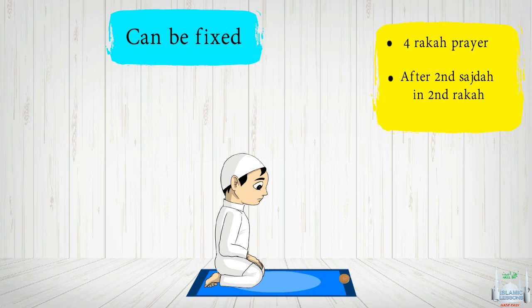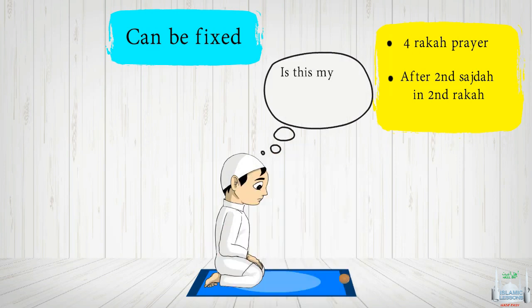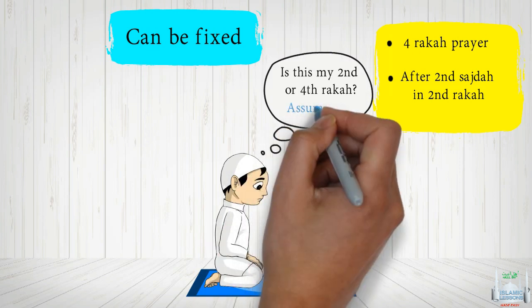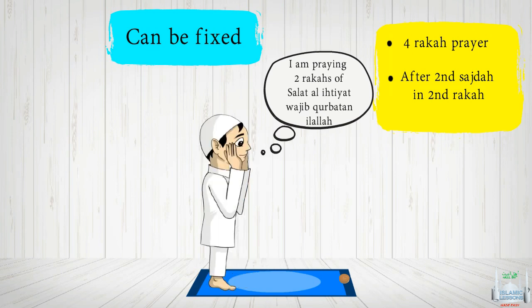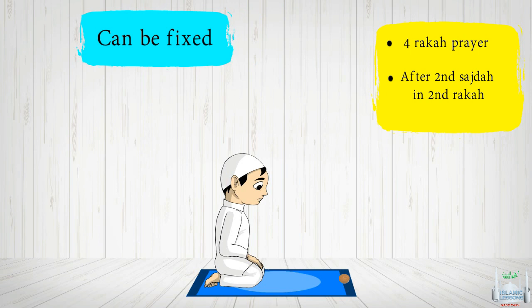Another example. I have a doubt in Salat al-Isha after my second sajda in the second rak'ah as to whether this is my second rak'ah or my 4th rak'ah. I assume it is my 4th as it is the higher number, and then complete the prayer. Now immediately after the prayer, I perform 2 rak'ahs of Salat al-Ihtiyat in a standing position, just in case it was my second rak'ah.